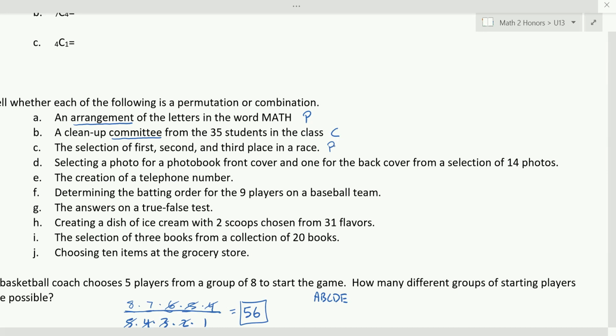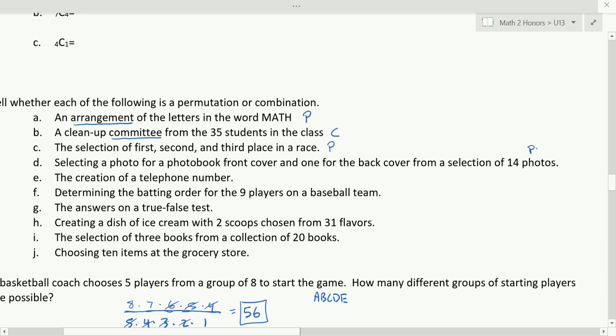Like somebody says, I want this on the front. Like the yearbook's coming out, right? You just ordered your yearbook for the year. Is it going to matter to them what's on the front cover and what's on the back cover? Probably, right? And so because of that, what would we say D is? Combination or permutation? The permutation, because it does matter. The order of things does matter here.